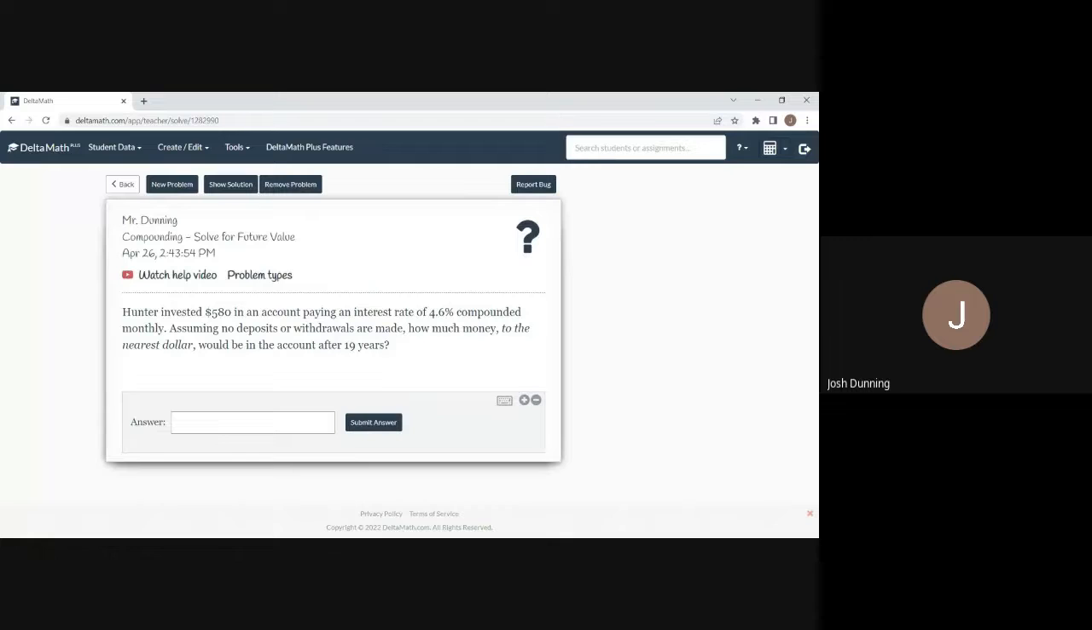Hunter invested $580 into an account paying interest at a rate of 4.6%. Remember, 0.046. So we got 580 parentheses 1 plus 0.046 over months again. So 12 in a year, all to the 12 times 19 power, to the nearest dollar. Now it's 87.6. That 0.6 bumps the 7 up to 8.